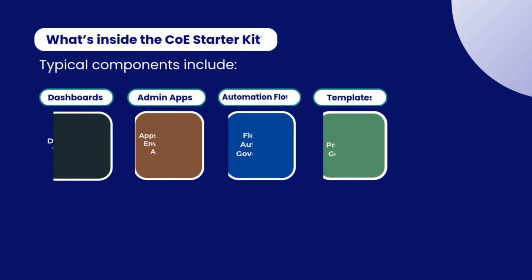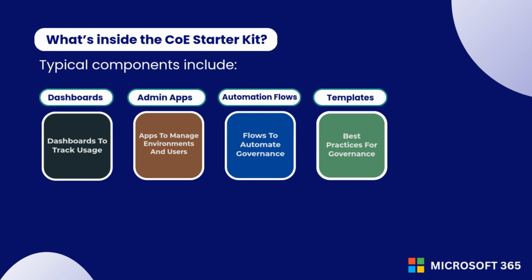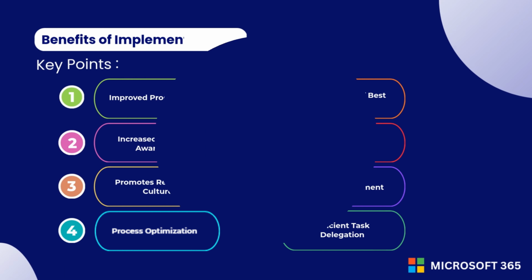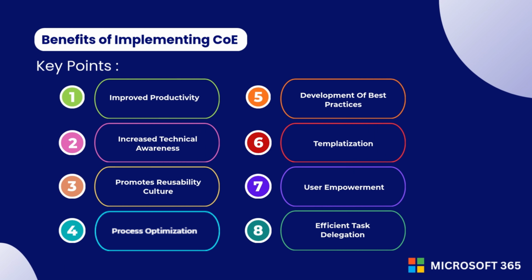What's inside the CoE Starter Kit? Typical components include dashboards to track usage, admin apps to manage environments and users, automation flows to automate governance, templates, and best practices for governance. Finally, let's discuss the benefits of implementing CoE: improved productivity, increased technical awareness, process optimization, development of best practices, templatization, user empowerment, and efficient task delegation.